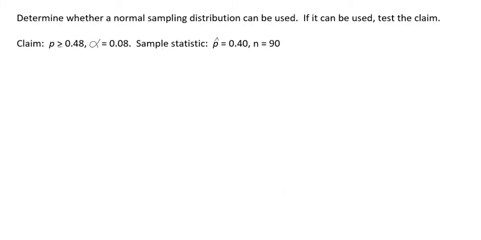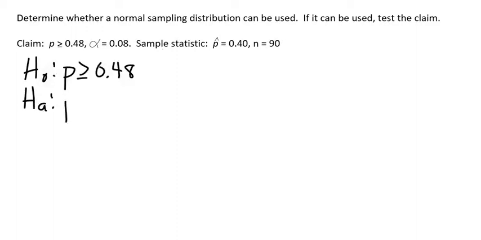Now that we know that we can use a normal sampling distribution, let's test our claim. So first of all, let's state what our null and alternative hypotheses are. The claim includes the equal sign, so that means that the claim is the null hypothesis. The alternative hypothesis would be the complement, or p is less than 0.48. Now that we have the null and alternative hypothesis, let's find our critical values.